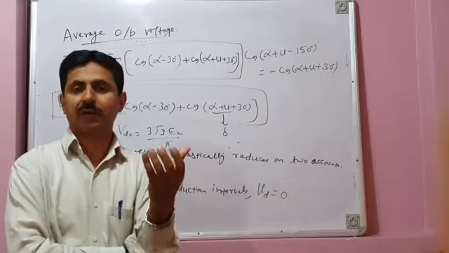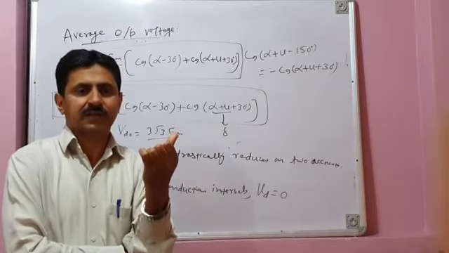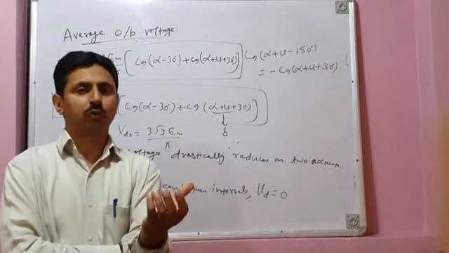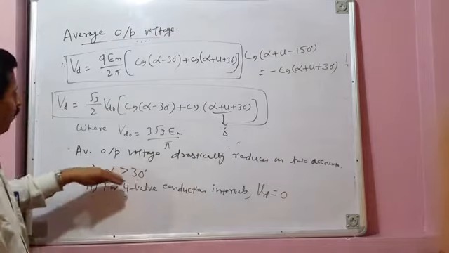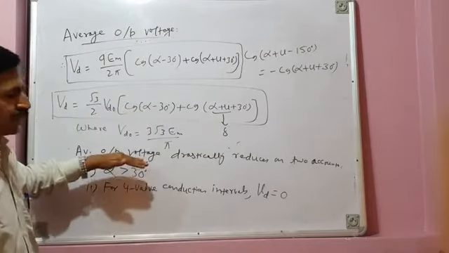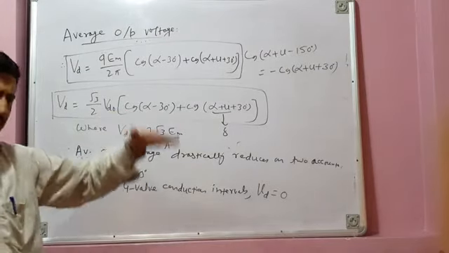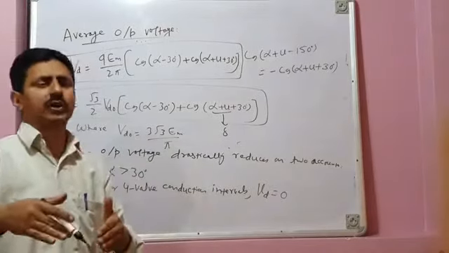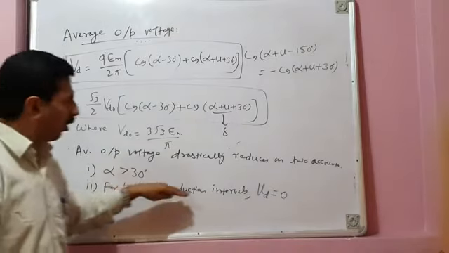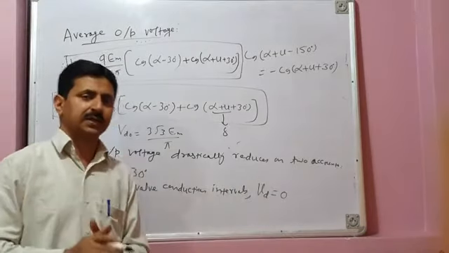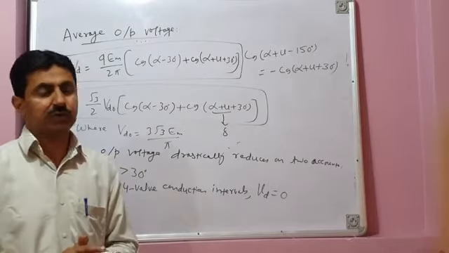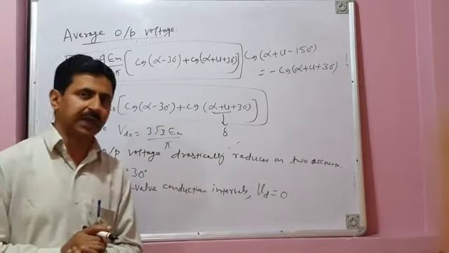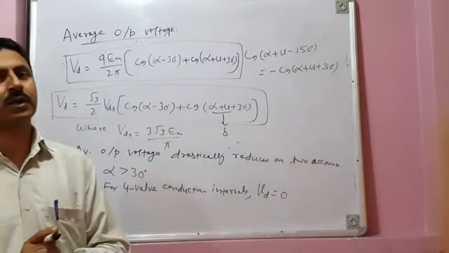far as commutation overlap is concerned, it results in drastic reduction in converter average output voltage, large loss of output voltage on 2 accounts. Number 1, alpha has to be greater than 30 degrees. Since alpha has to be greater than 30 degrees, converter average output voltage will reduce, because as alpha increases, output voltage decreases. And secondly, for all 4 value conduction periods, converter gives zero output voltage. So that causes large loss in the voltage. So converter average output voltage sees a large reduction.